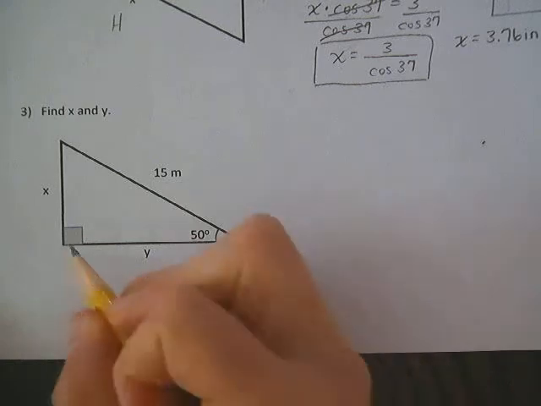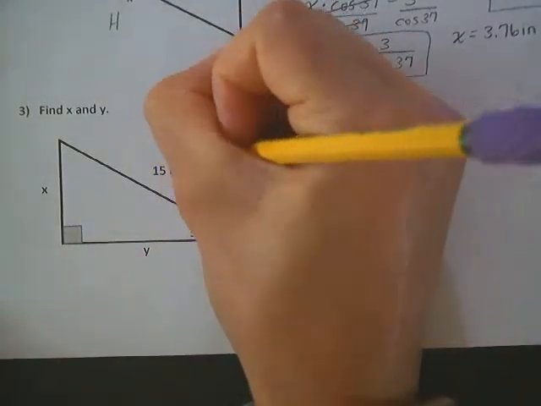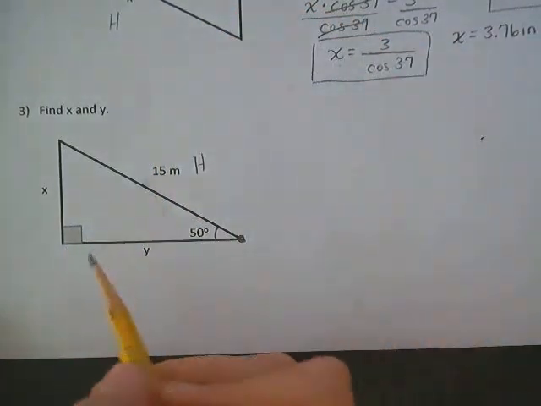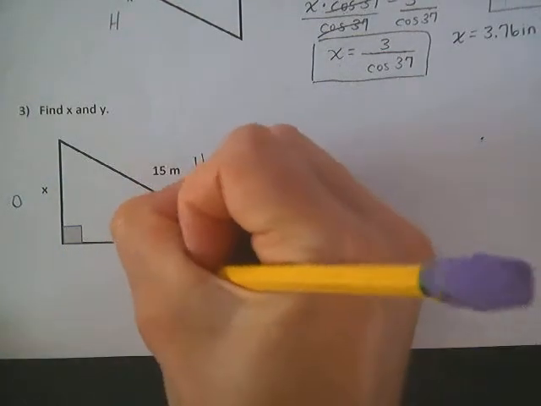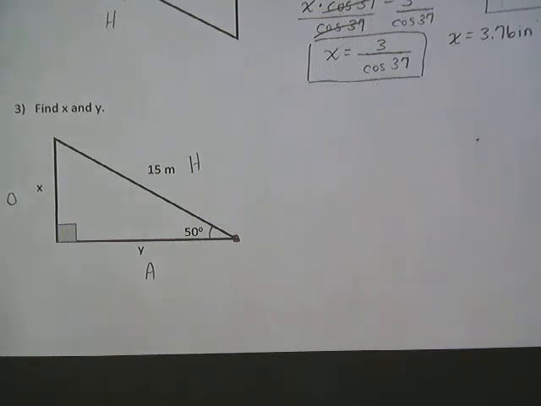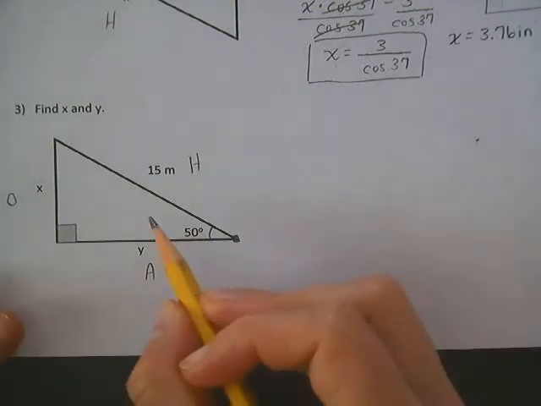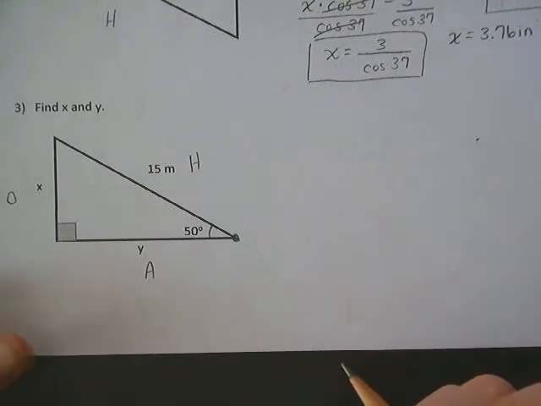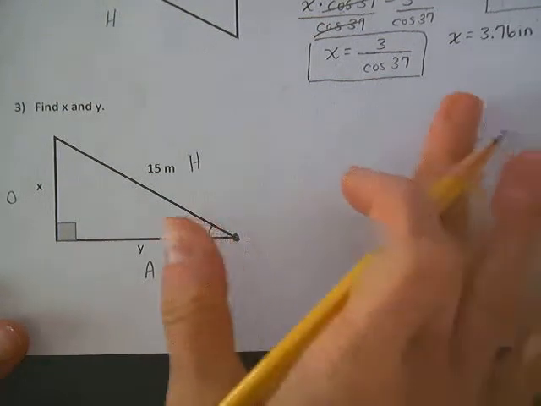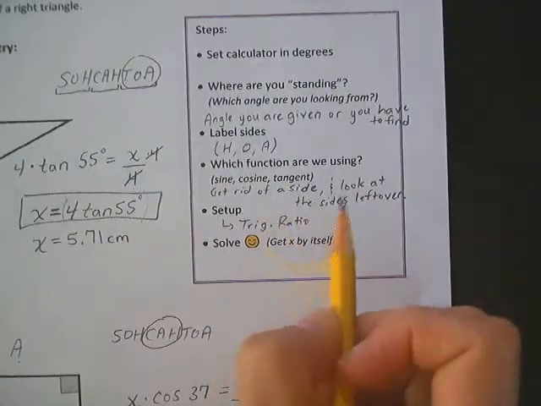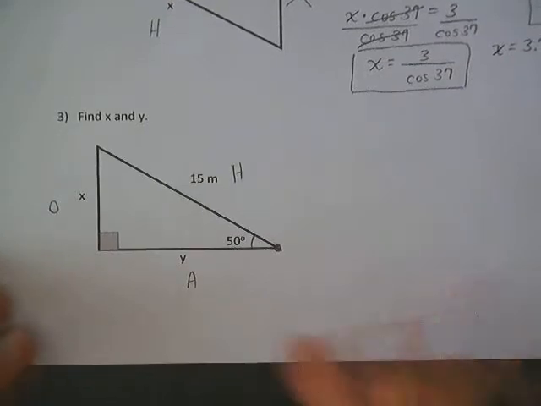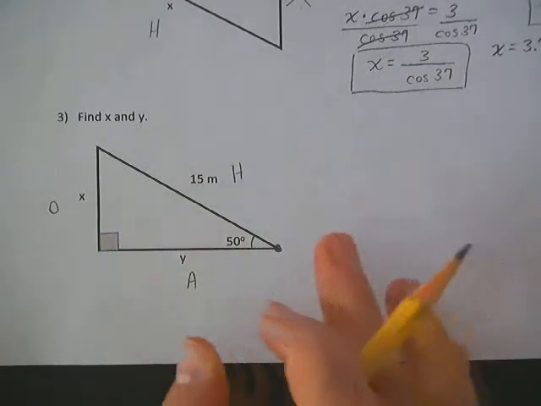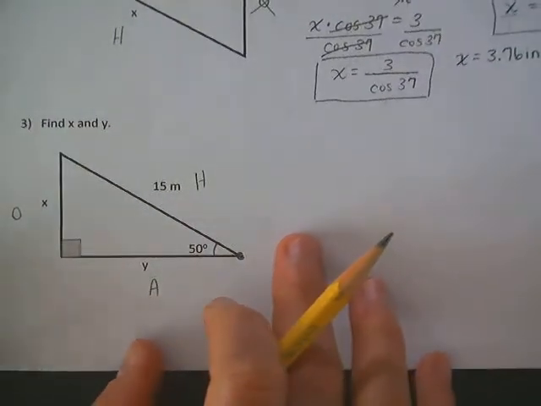Then we label our sides. All right, so the one across from the 90 is hypotenuse. The one across from where you're standing is the opposite, and then the one beside you, but not the hypotenuse, is your adjacent. Okay, and so notice with this one, it is a little different because whenever we have to find which function we are using, we actually have stuff with every single side. So this is actually where you have to do one thing at a time, all right?